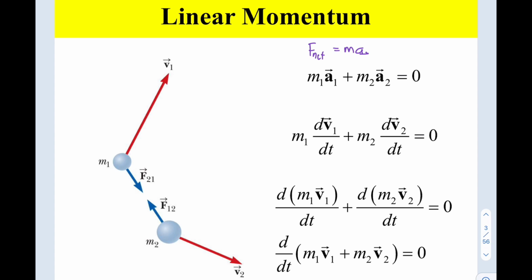And let's open up more for a. a1 is dv1 over dt and a2 is dv2 over dt. Since m is a constant, you may rearrange the m with the v1. So you have this pattern. Then we can simplify this equation into this, which is d of m1v1 plus m2v2 over dt equivalent to 0.